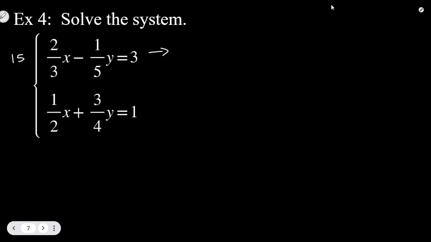And if you want to use a calculator for this part, that's fine. But 15 times 2/3 gives us 10x. And then minus 15 times 1/5 is 3y. And then 15 times 3 is 45. So that's the top equation. Looks much nicer now. We go to the bottom equation.